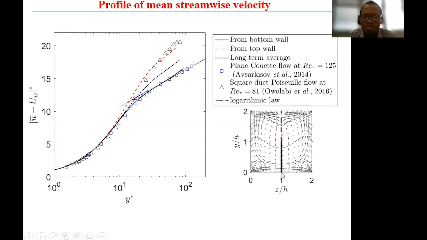So the flow at the lower wall is more turbulent than what you have at the upper wall. And that explains why the more turbulent flow agrees with the log law, while the less turbulent flow has an overshoot from the log law. So this overshoot is a low Reynolds number effect. And the long-term average flow data lies between these two profiles.